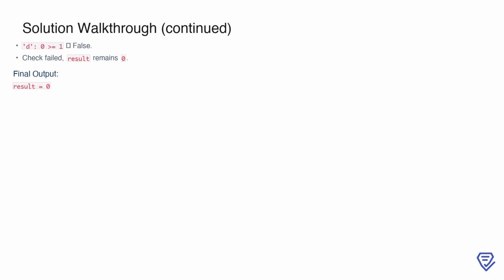For the second pattern, DEF, the frequency count indicates that D, E, and F each appear once. Checking these letters against the text, we find that D is not present in the text. Since this check also fails, result remains 0. At the end of this example, the final output is 0, as none of the patterns can be formed using the letters in the text.